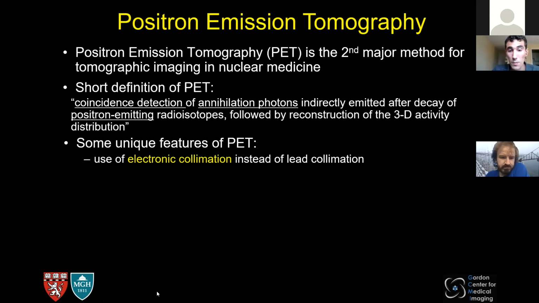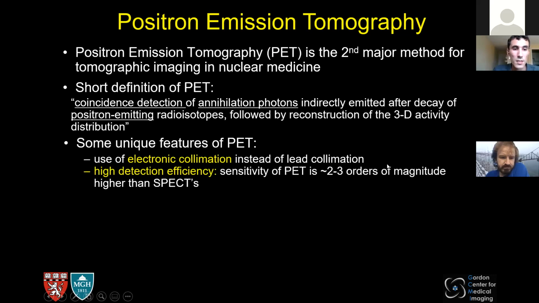Obviously, a big gain that you're going to get by not having lead collimators in PET is a huge increase in sensitivity, because collimators are blocking many of the photons that are emitted from the patient. So PET has a much higher detection efficiency as compared to SPECT. Typically 2 to 3 orders of magnitude more photons are detected during a PET scan than a typical SPECT scan, okay? To give you an idea, in SPECT, you detect approximately 0.01% of the photons that are emitted from your patients. In PET, that goes to between 1 and 2% for whole body scanners. So it's a big gain that we have in terms of sensitivity.